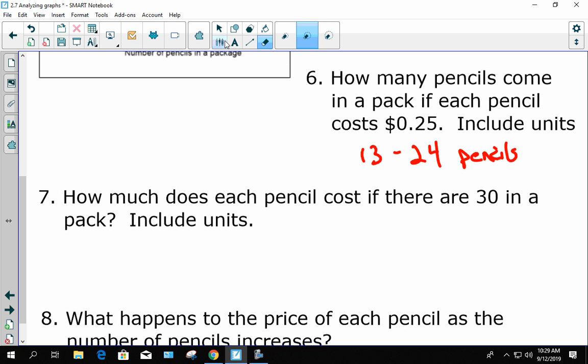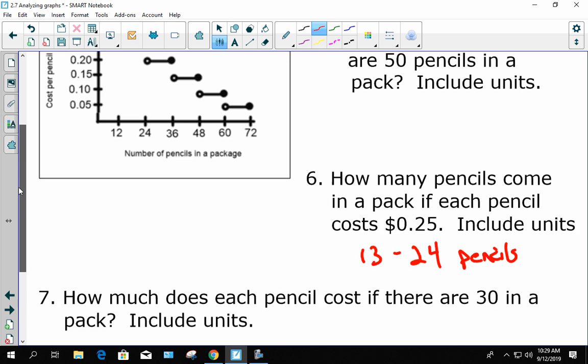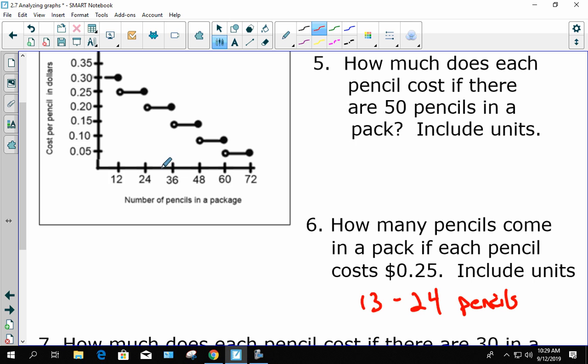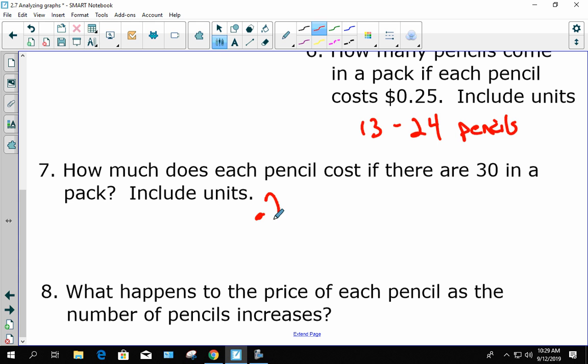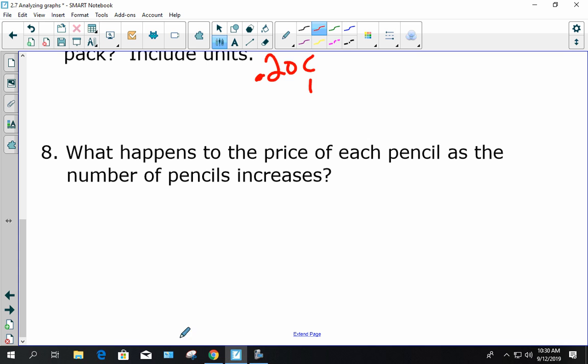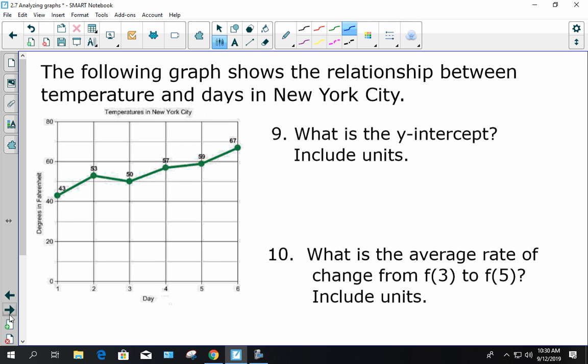How much does each pencil cost if there are 30 in a pack? 30 is about right here. How much does it cost? 20 cents. Must have your units. Now, what happens to the price of pencils as the number of pencils you order increases? What happens to the cost? It decreases. The more pencils you order, the cheaper they are. Okay, I'm going to pause the video. You guys go ahead and do 9 and 10.